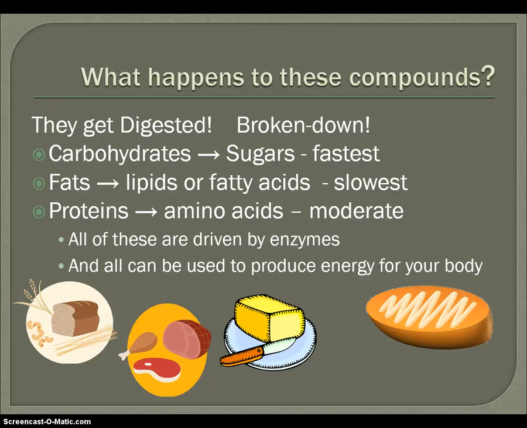We can take all three of these, break them down, transport the little broken down pieces to the mitochondria, add some oxygen from the respiratory system, travel by the blood into the cells, and we can go through this cool process of making and transforming energy in the mitochondria.